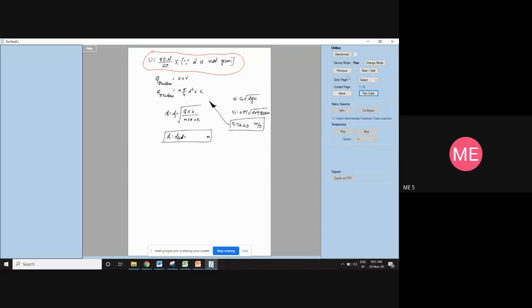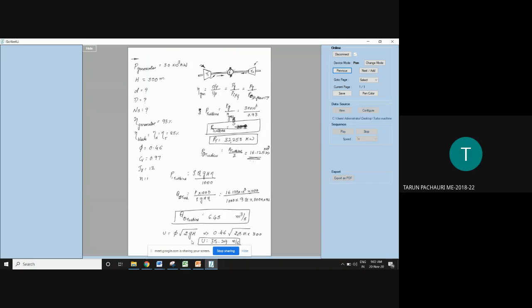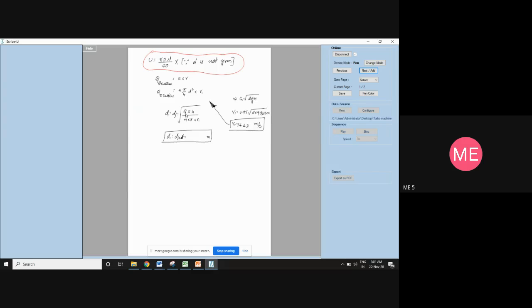Q total we got on the previous page. 6.45 into 4. Number of jets is 1. So V1 square, V1 you got here. So what is D? Shall I write the answer? 0.33. Yes, 0.33 meters. So once you know that, we have the formula for jet ratio.